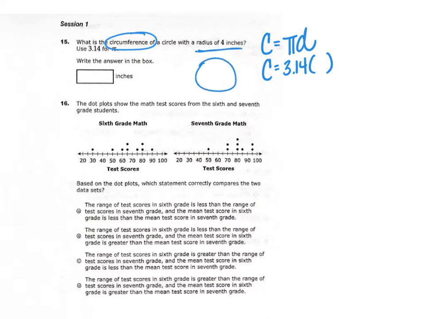Number 15 says, what is the circumference of a circle? So I'm going to do C equals pi d. It says to use 3.14 for pi. And d means to use the diameter. If the radius of the circle is 4, remember that's only halfway. So to get the diameter, we've got to double it. So if the radius is 4, the diameter is 8. And when you multiply, you get 25.12 inches.